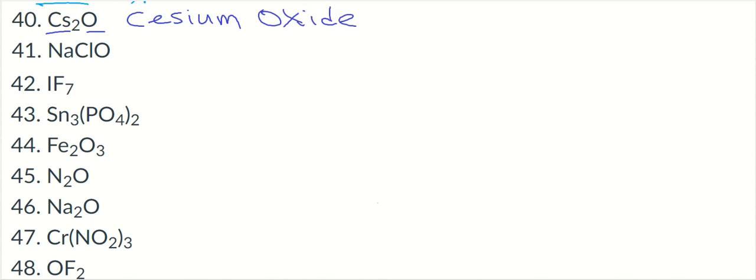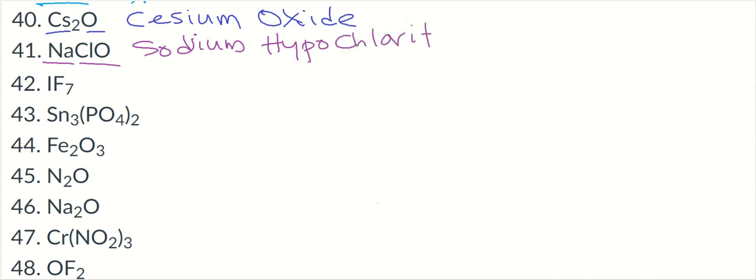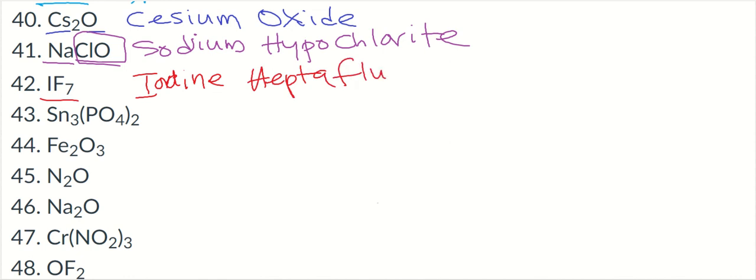Okay, sodium, cation, anion. All right, sodium. This is only one oxygen, so that's your hypochlorite, the name of that polyatomic ion. Two nonmetals. First one, we don't need to write mono. Let's see if I spell this right. Iodine, hepta 7, fluoride. Change the ending to IDE.